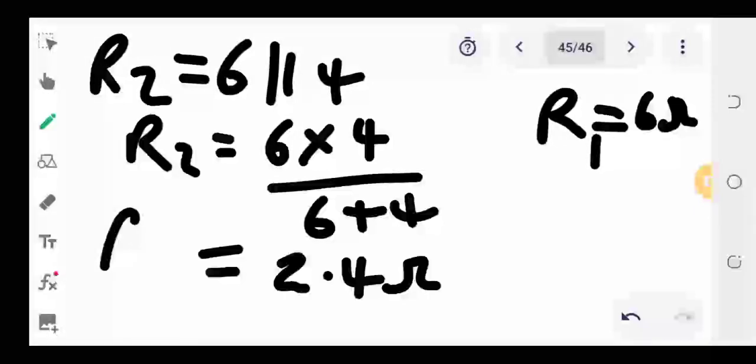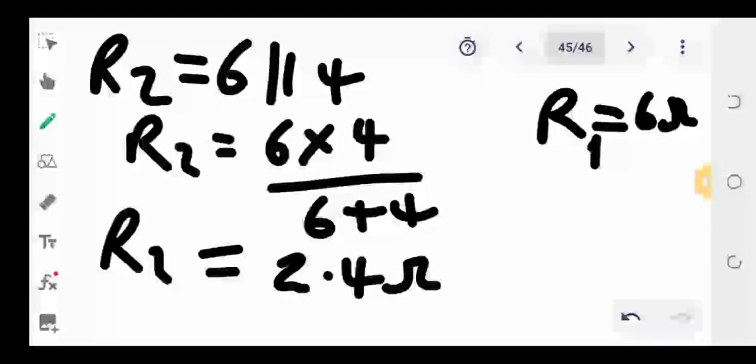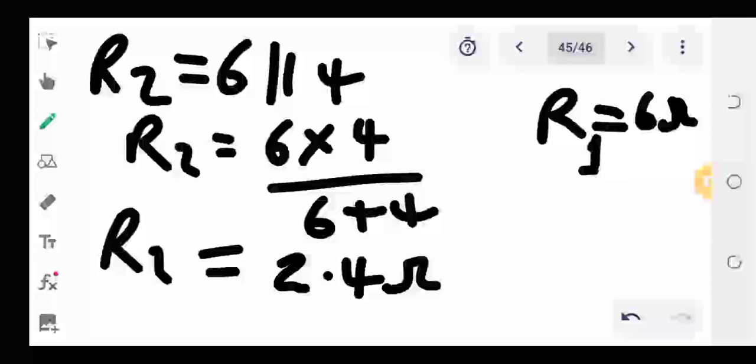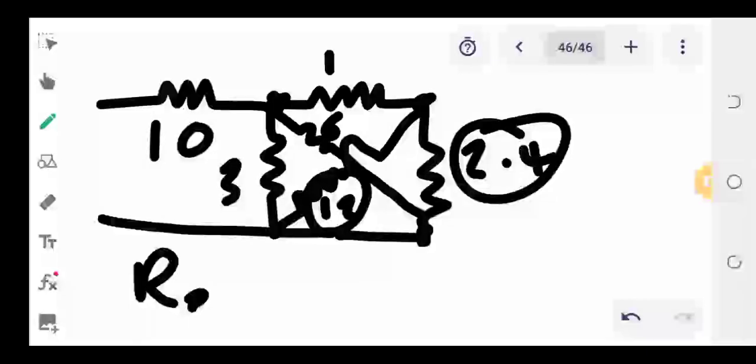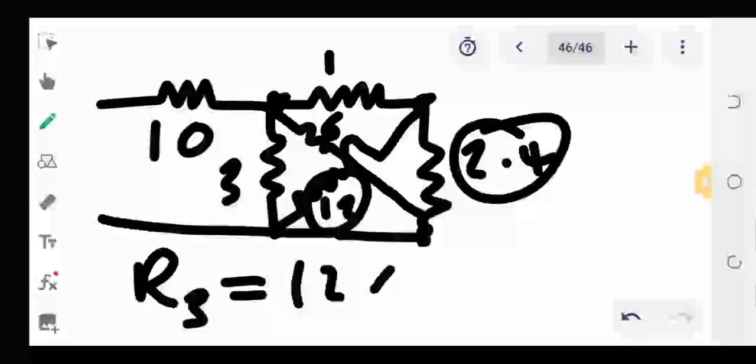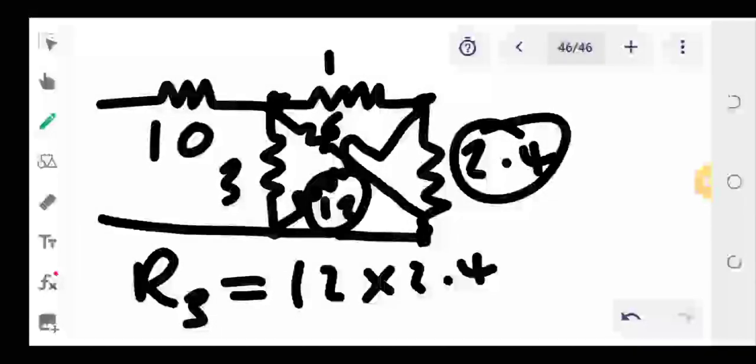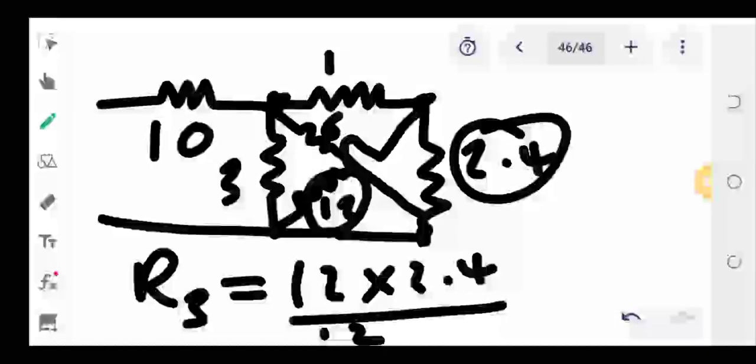I have done R2 and R1. So I'm doing this for simplification of the work. So I'm moving to R3. So my R3 will be the effective resistor between the 12 ohm resistor and the 2.4 ohm resistor. So on the bottom I have to add.